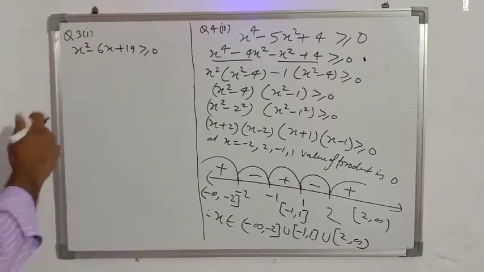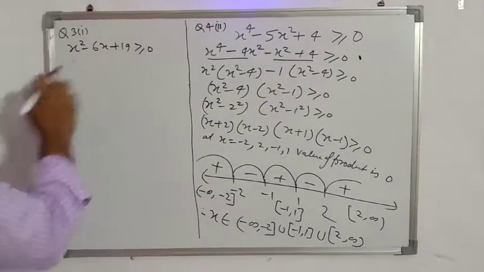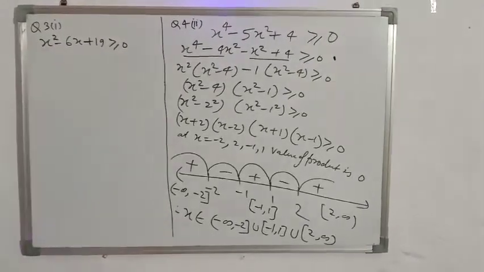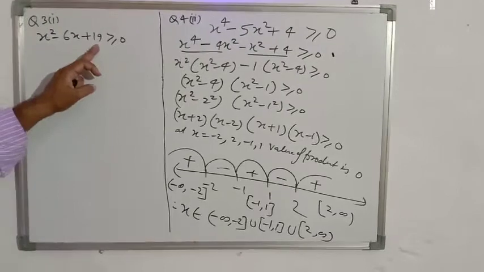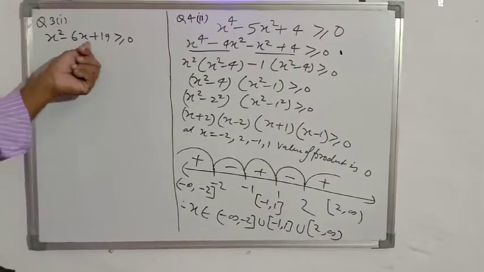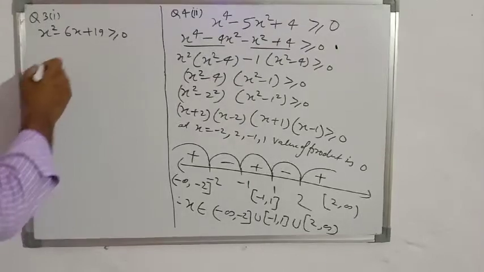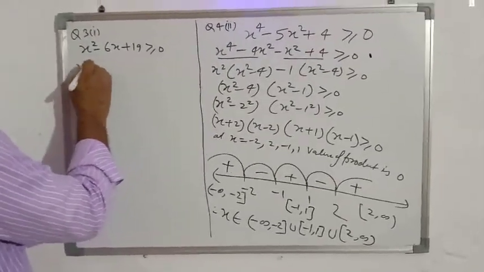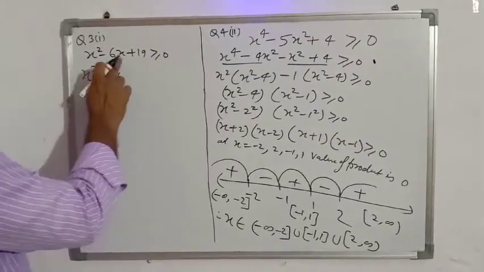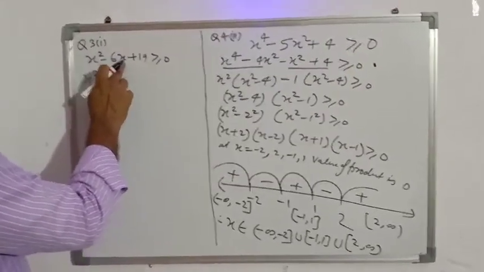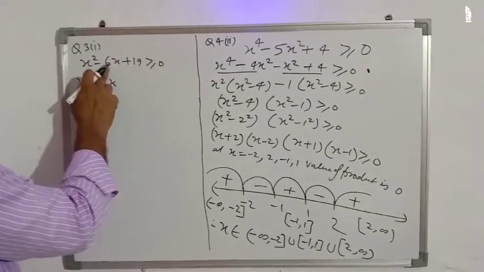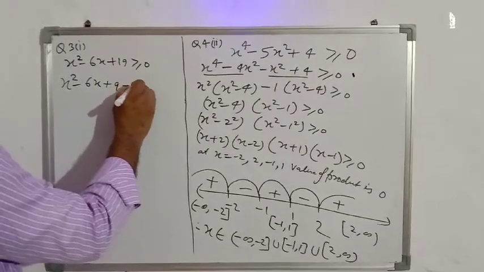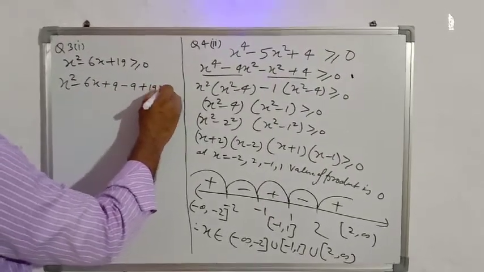Now see question number 3 first. x square minus 6x plus 19. If we factorize it, 19 1 is 19, we cannot get any two factors of 19 whose sum is 6, means we cannot factorize it. So make it a perfect square. x square minus 6x, the coefficient of x is 6, so take the half of this. Half of 6 will be 3, and the square of 3 will be 9. So we will add 9 and we have to subtract 9 to make it a perfect square.